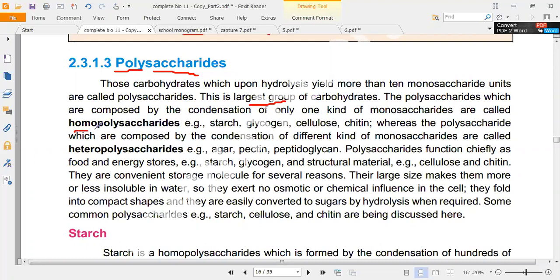One is homopolysaccharide, in which homo means same, poly means many, saccharides means carbohydrate units. So in which lots of carbohydrate units, but which are all the same units. So for example, starch, glycogen, cellulose, and chitin we'll discuss here in this topic as well, about their structure. So then you can see that in these polysaccharides all the units are the same, and that is glucose.